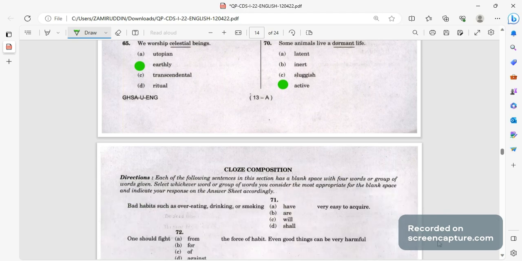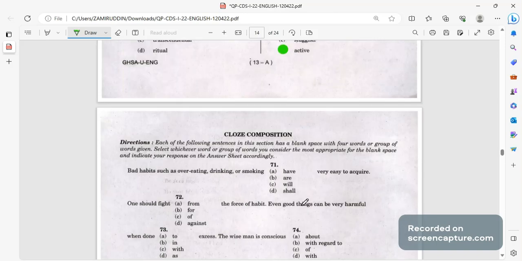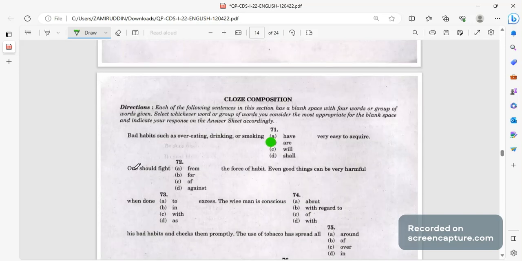Now close comprehension. In this close comprehension you just need to read the passage and you'll get through this. First, bad habits such as overeating, drinking, and smoking. All of these will be the right answer. Are very easy to acquire. One should fight against the force of habit. One should fight against will be the right answer. हमें हमेशा फाइट करना चाहिए ताकि ये सब हैबिट्स हमारे ना हो. So the right answer will be we should fight against the force of habit.